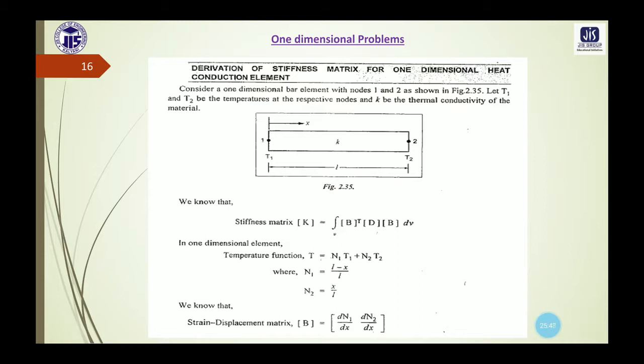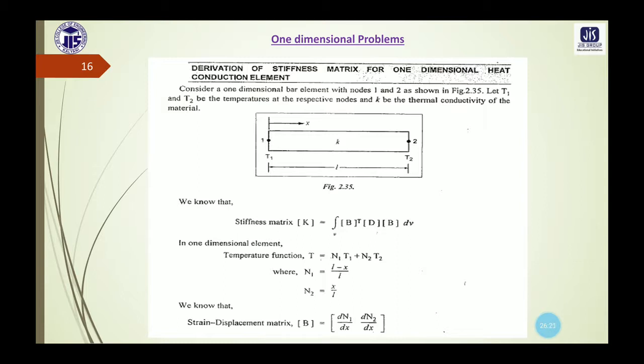Next, we will discuss the derivation of the stiffness matrix for a one-dimensional heat conduction element. The concept of the stiffness matrix is familiar to us, and based on its mathematical representation, we have also solved and calculated some numericals for the one-dimensional bar element. Now, in this lecture, we will discuss the derivation of the stiffness matrix for the one-dimensional heat conduction element.